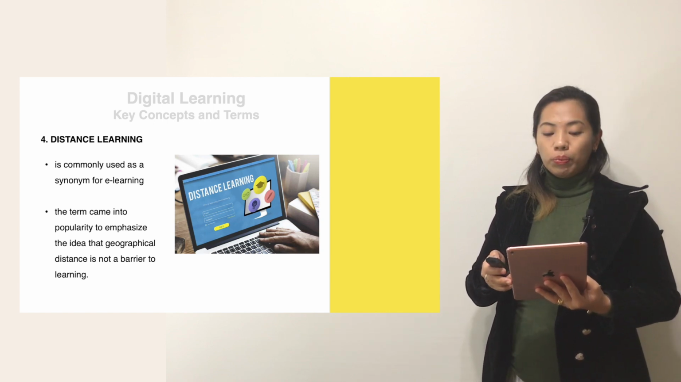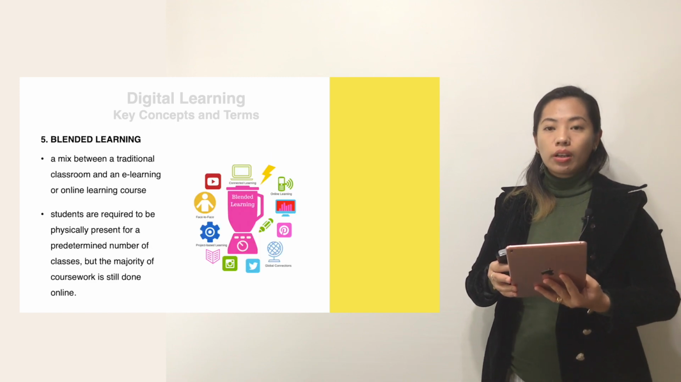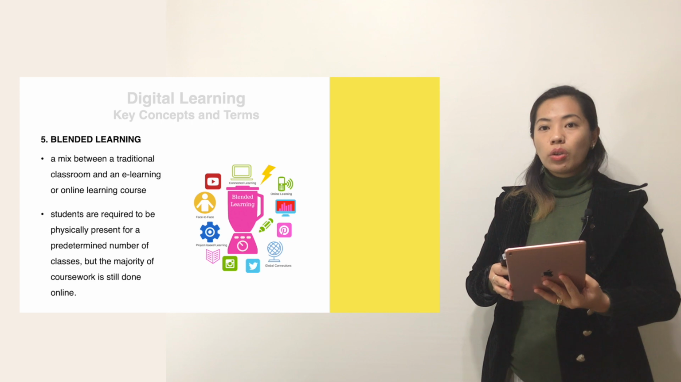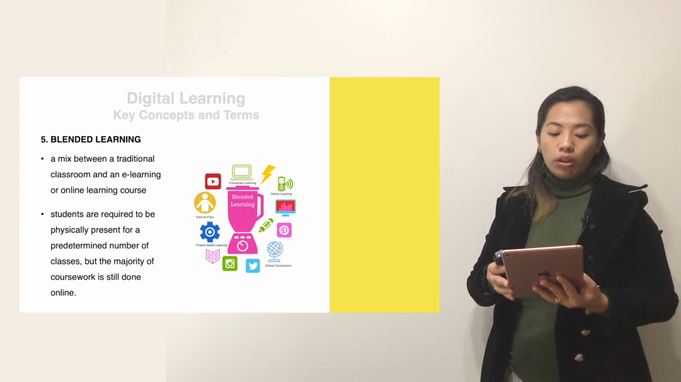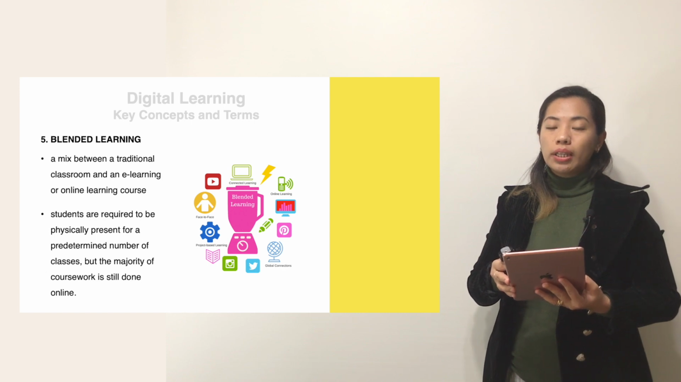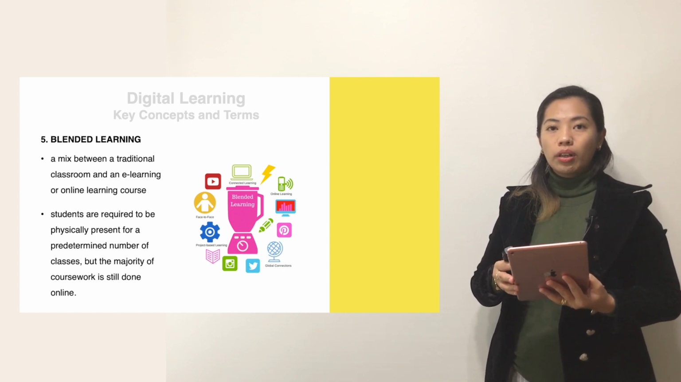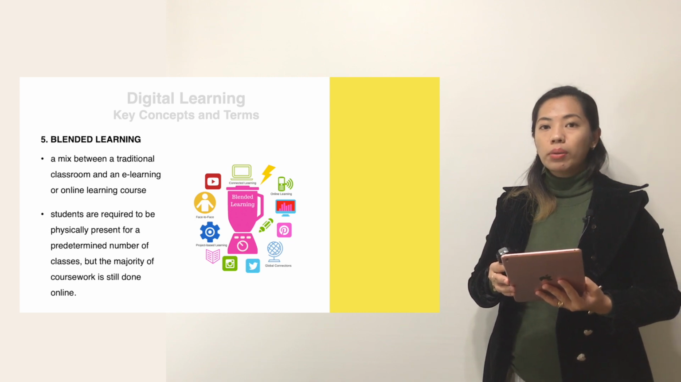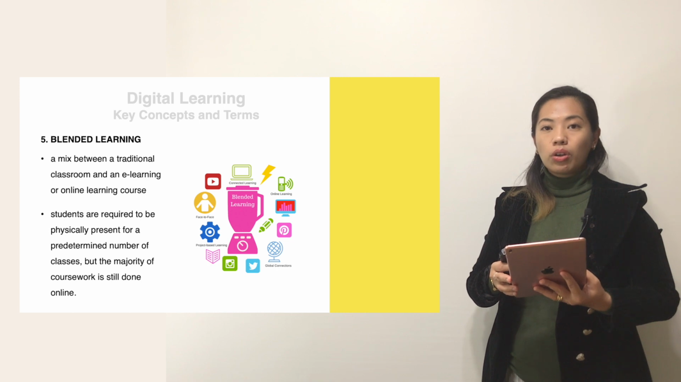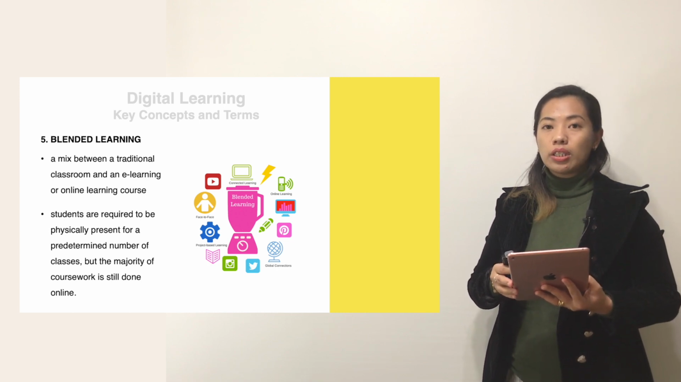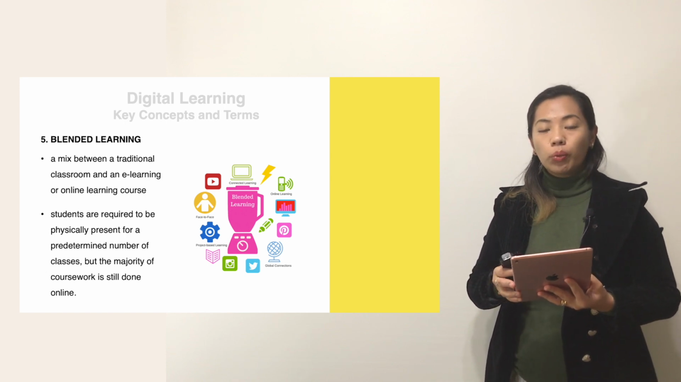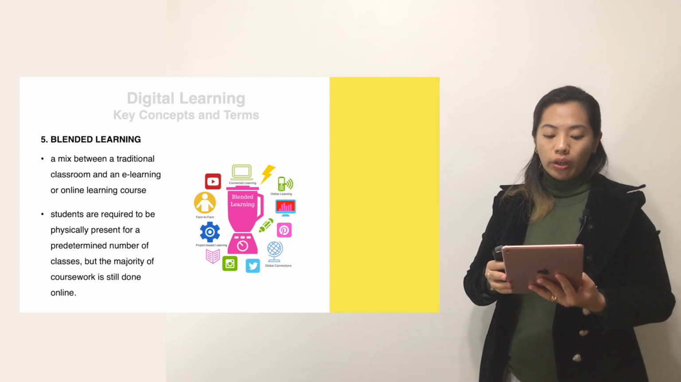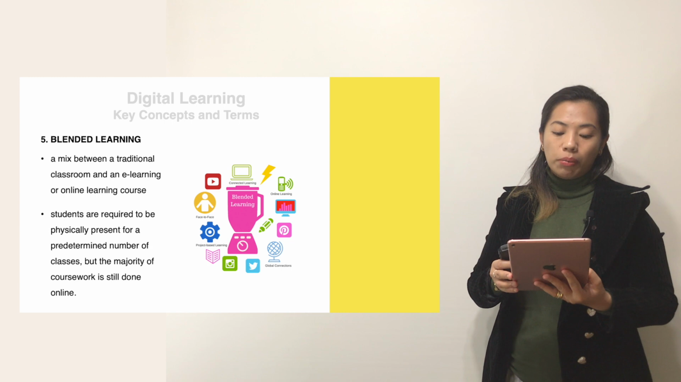Another key concept when it comes to digital learning is blended learning. As you can see, there is a blender in our picture, which represents a mixture between a traditional classroom and an e-learning or online course. This one will be discussed in detail in a separate lecture, since it is greatly used these days because of our new education system and the new digital era. Whenever students use this kind of learning, they are required to be physically present for a predetermined number of classes.